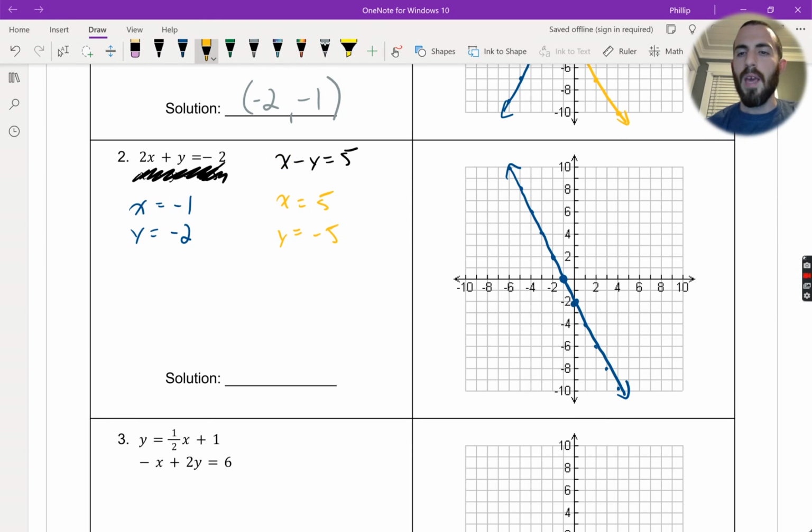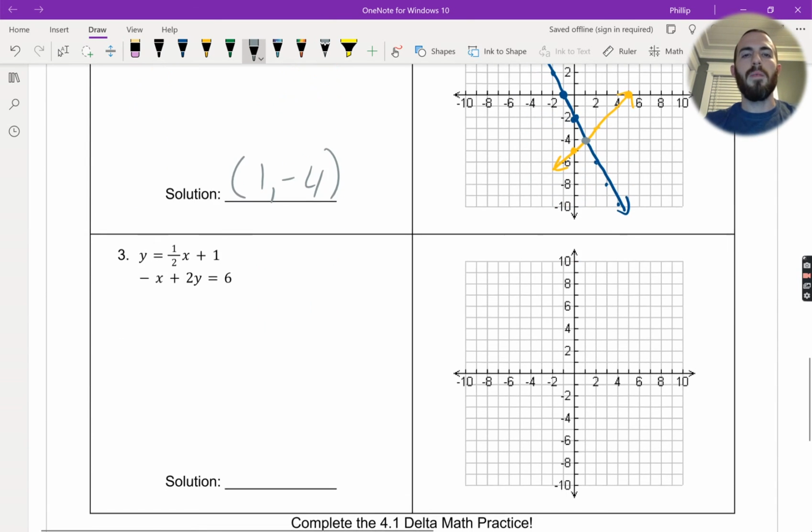So that means on the x-axis, we put a dot on 5. On the y-axis, we put it on -5. Connect the dots between them. And our line is going to intersect right here with the point 1, -4.